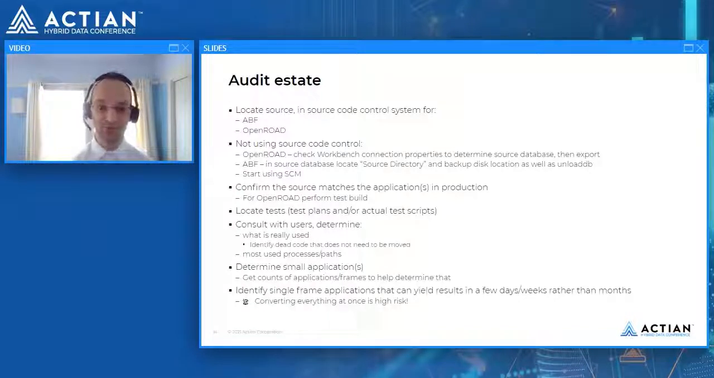If you're not using a source code control system, that's one of your first tasks, and we are definitely going to talk about that in some more detail in a minute. Once you've got your source code, you should make sure that it actually matches the application you have in production. In case you found the old version, make sure you find the latest version. And at the same time, you want to locate the tests. That's both test plans and actual test scripts and test data.